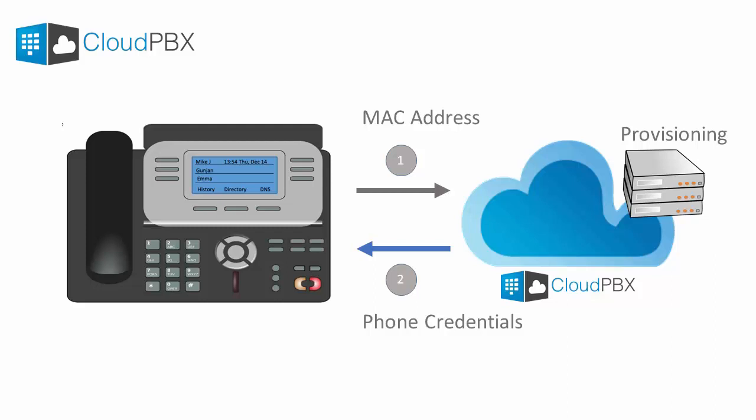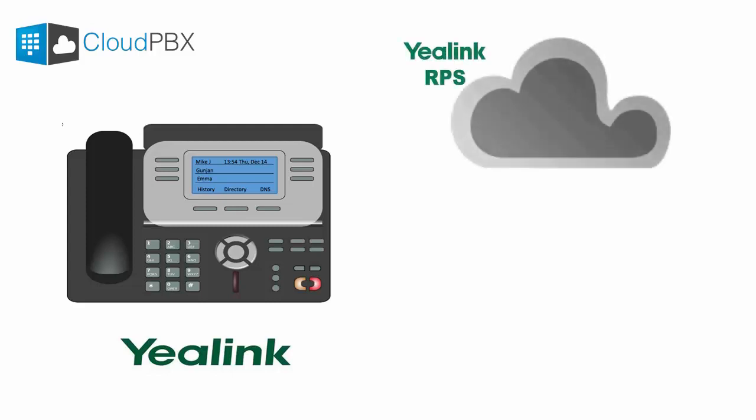The simplest are the Yealinks, which use a genuine zero-touch system, meaning you won't need to touch the handset. You'll still need to associate the MAC address with a phone number on your account using the portal, but unlike all other brands, there's no unboxing to manually enter our provisioning URL.